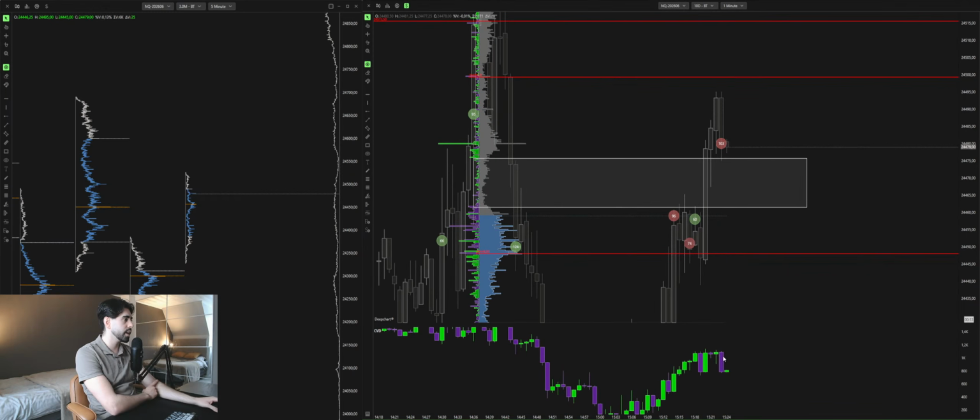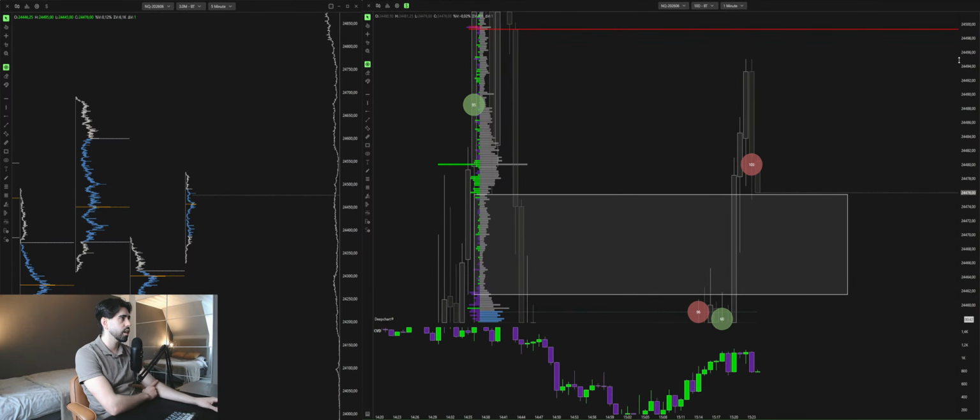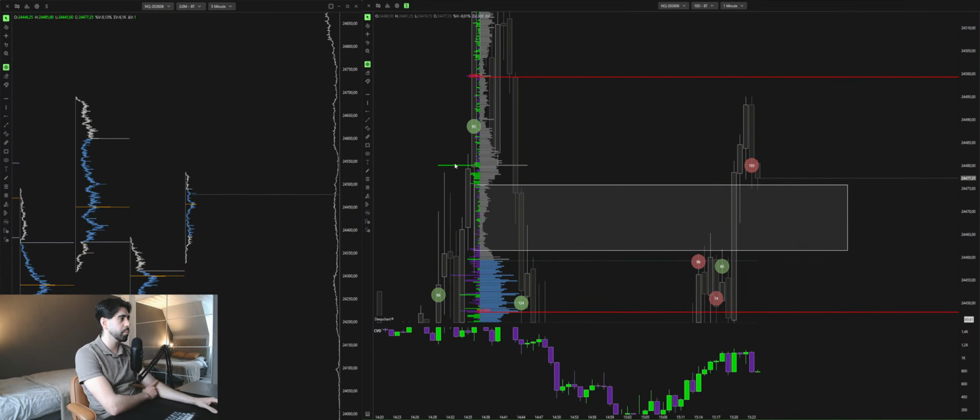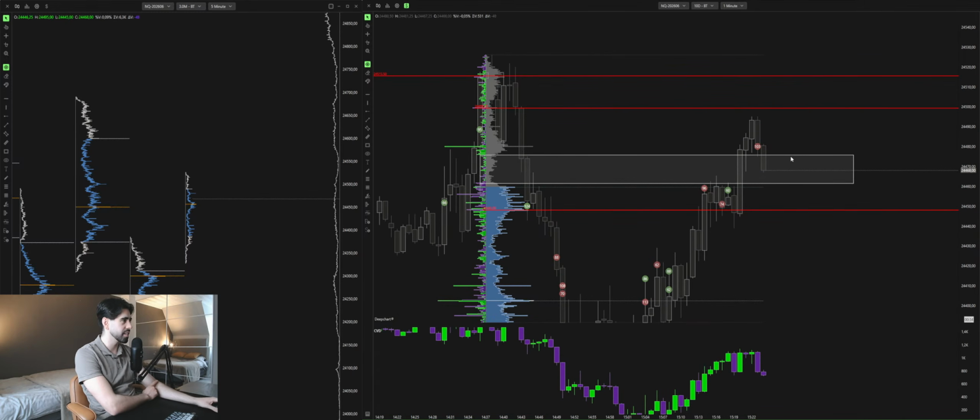By the way, look at this, look at the pressure from the sellers, and again at the end they got absorbed. But look at the buy pressure here. Now this is a real cluster. Who is gonna win this?